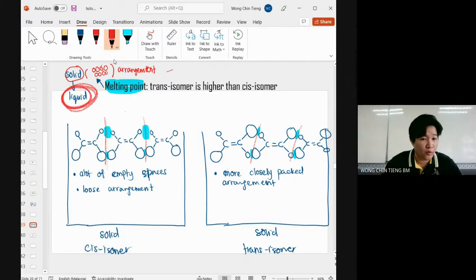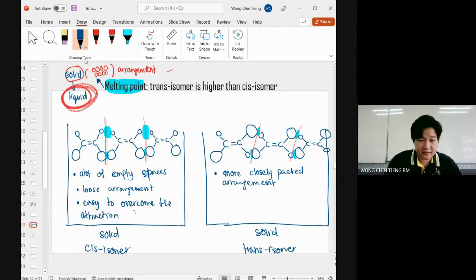So bila kamu banyak tempat kosong, ikatan kamu tak kuat, alright, what will happen over here? Easy to overcome the forces, the attraction forces. Alright? Bila easy to overcome, that means you only need less energy. And the moment kamu need less energy, melting point decrease. Alright? Compare, vice versa.